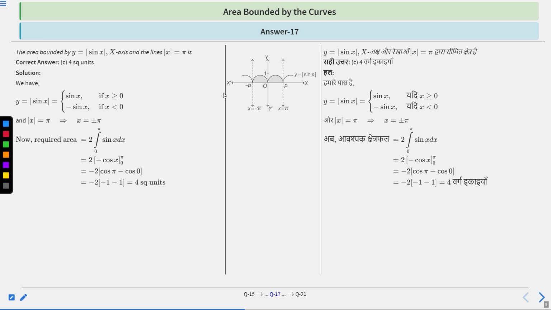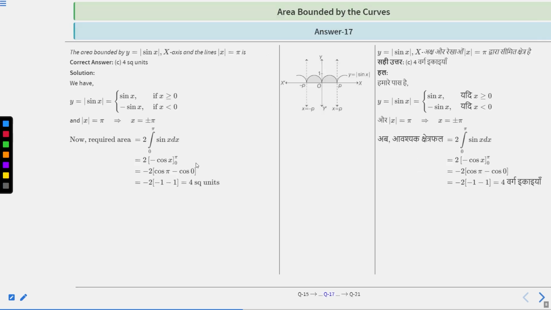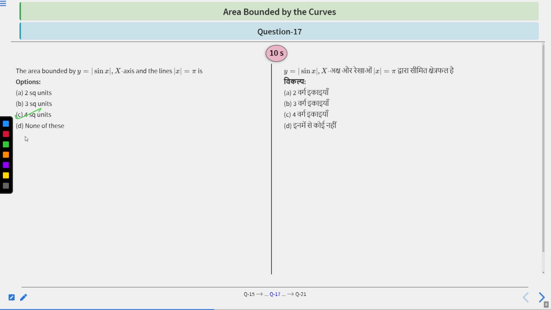The integration of sin x dx is basically minus cos x, and by putting the limits 0 to pi we get minus 2 into cos pi minus cos 0. Cos pi is equal to minus 1 and cos 0 is 1, so the answer is 4 square units. Option C is the right choice, 4 square units. Got it? Okay, let's move to the next question.